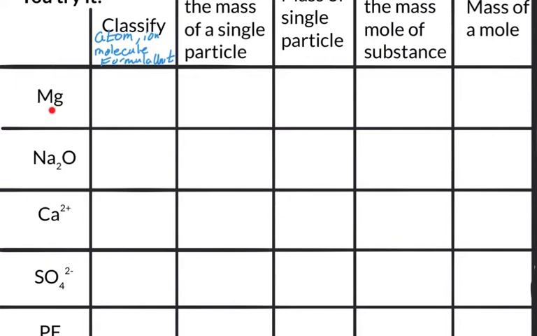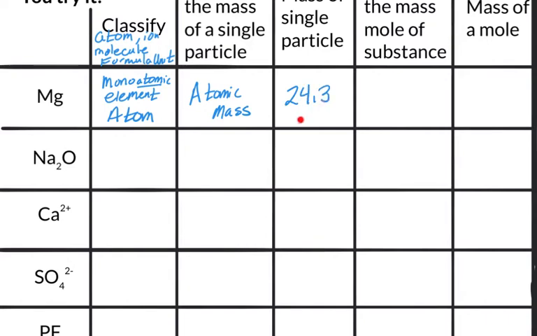So let's start with magnesium. Magnesium is a monoatomic element. The name for the mass of a single particle then is going to be atomic mass. The mass of that single particle is going to be, and we'll have to look this up on our periodic table, 24.3. The units are AMU. The mass of a mole of this substance is going to be called a molar mass, and the mass of 1 mole of magnesium is going to be 24.3 grams.